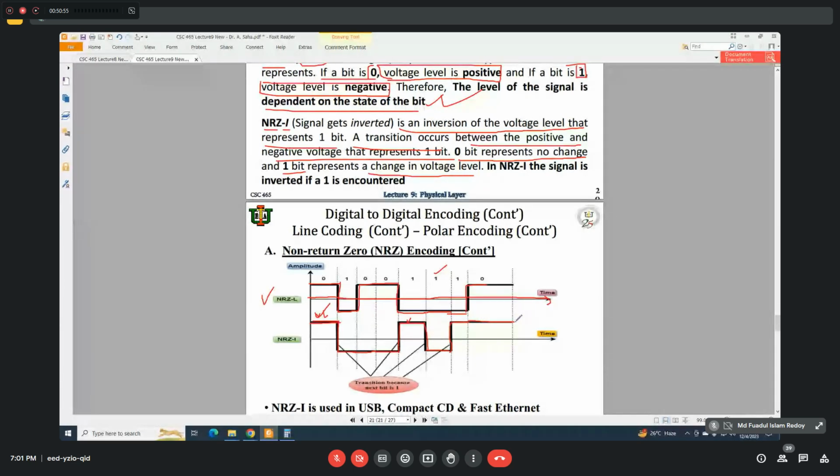Yes, sir. So this is why it is said to be non-return-to-zero. Look, we have never gone to the zero level or neutral voltage level. We are either up or we are down, but we never got back to the neutral voltage or zero voltage. Yes, sir. Okay.